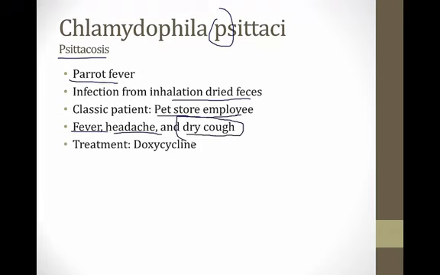And a way to remember the dry cough is to remember that this has chlamydia in the name, and there is also a chlamydia pneumonia. And the treatment for this is doxycycline.